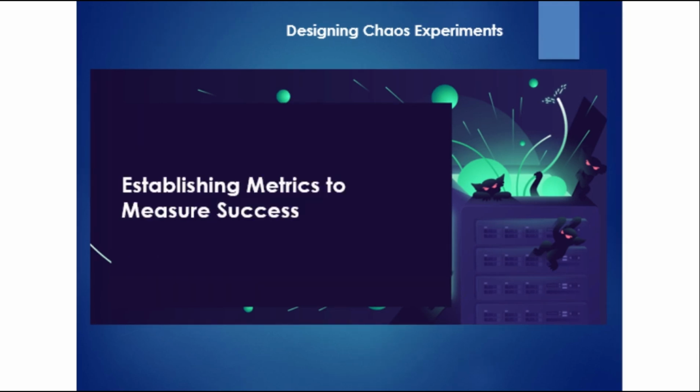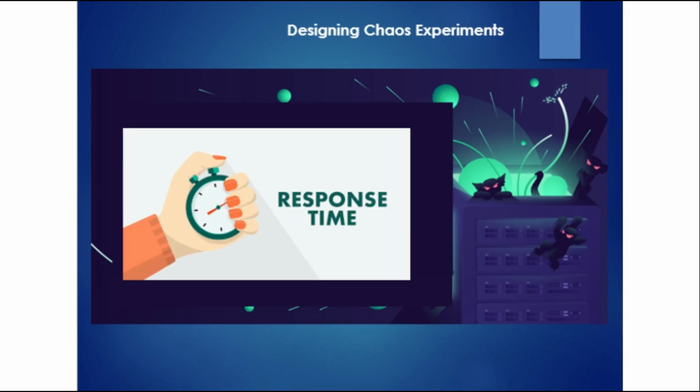Establishing metrics to measure success. Metrics help quantify the impact of chaos experiments and guide improvements. Key metrics include: 1. Response time. This measures the time taken for the system to respond to requests. Ensure it stays within acceptable limits under stress. Use percentile metrics, for example P95 and P99, for granular insights.